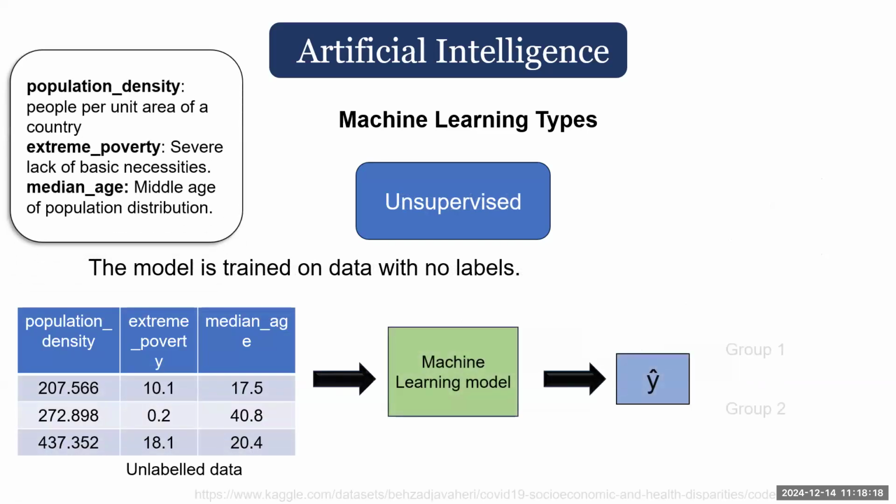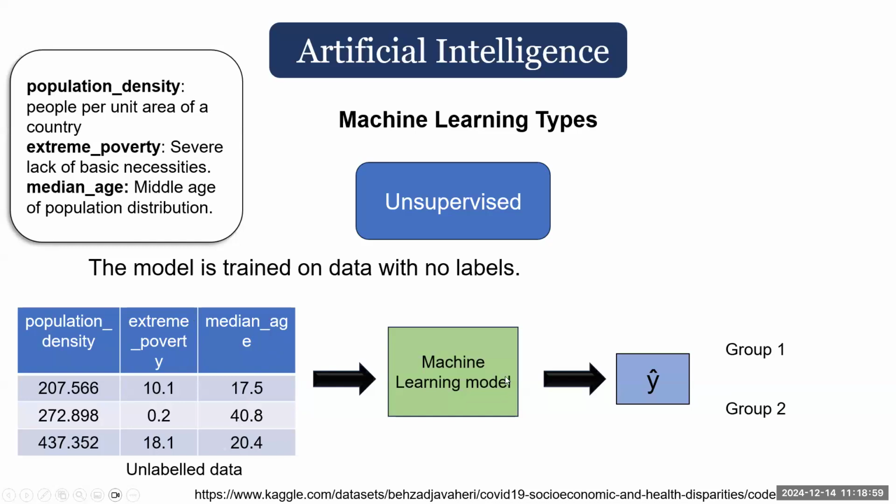The next type of machine learning model is called unsupervised learning. The main difference here is that in unsupervised learning, you have the data, but you don't have the labels associated with it. For example, here we have population density, another column called extreme poverty, and median age. Extreme poverty is a severe lack of basic necessities, and median age is basically the middle age of the population distribution. As we saw in the previous case, we had labels associated with the data. Here we do not have the labels.